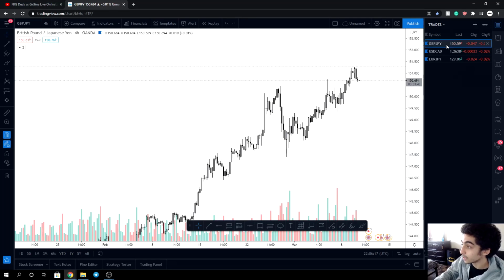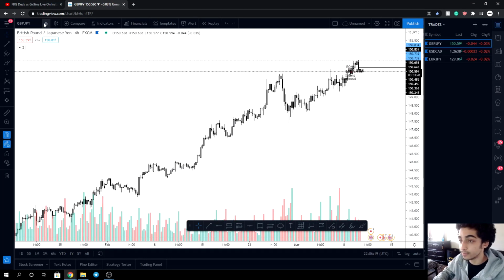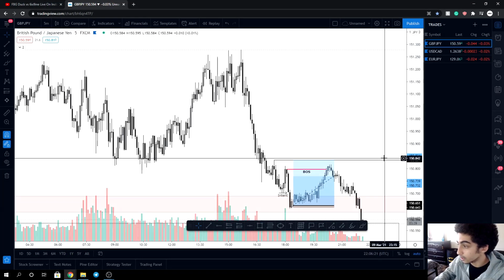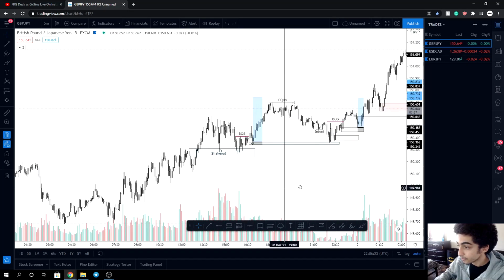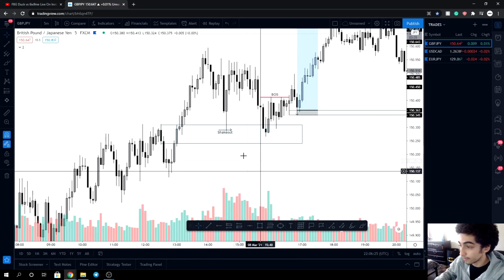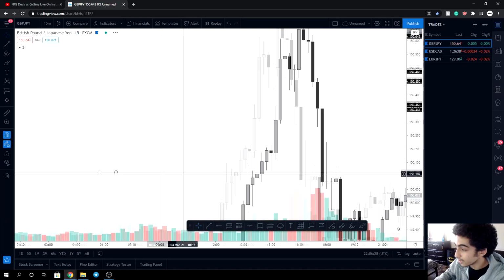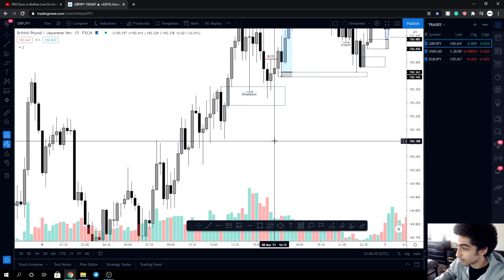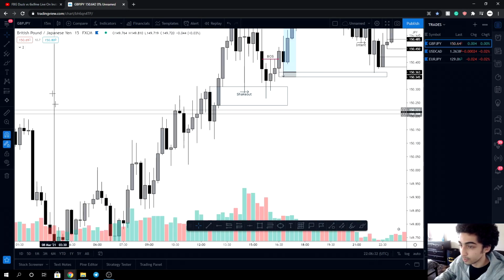Now I'm going to be taking you guys through this trade that I took on GBP JPY at the start of this week, these 3 trades. So first thing right over here, if we go towards the 15 minute, I think it was, not too sure, I think it was a 30, yeah, 30 minute.